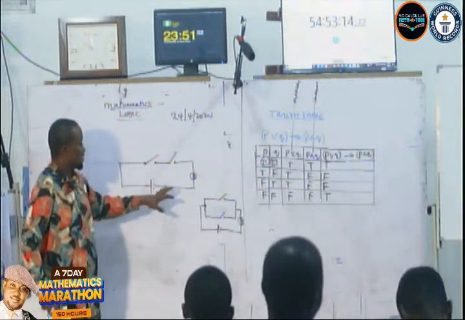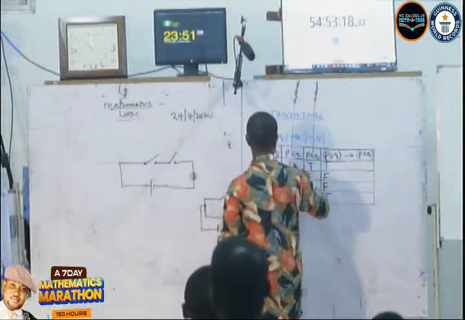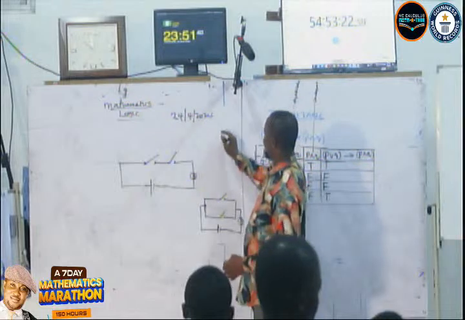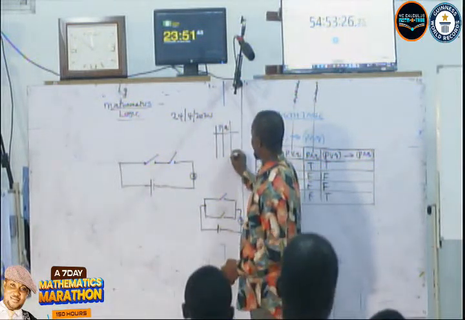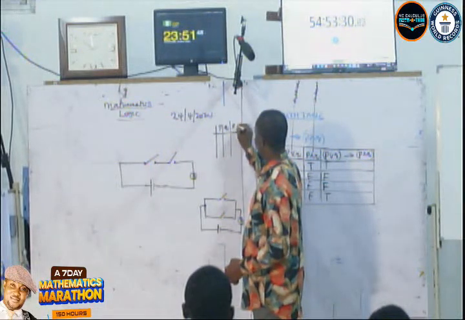This is the OR that you see here. Look at this OR. In a circuit design for OR, remember what I told you, we have P and Q. Now, P and Q.